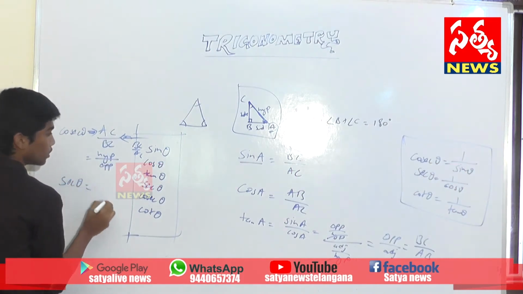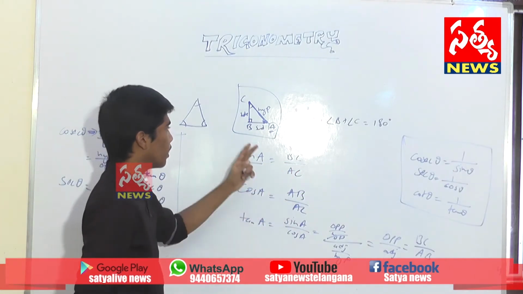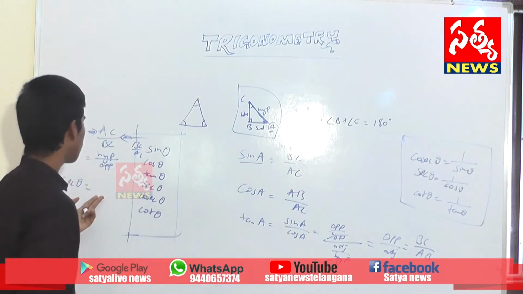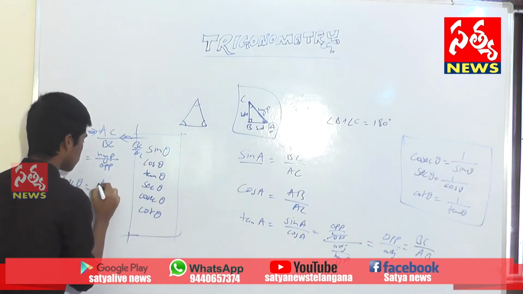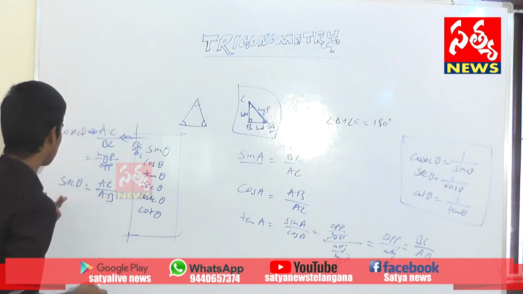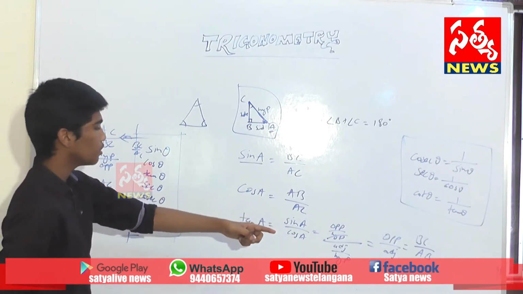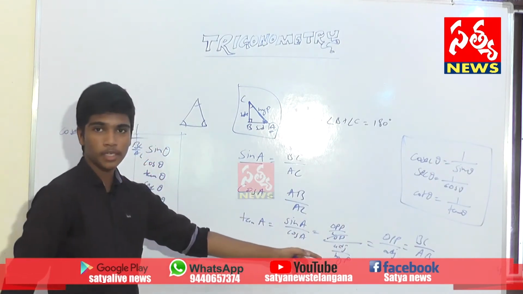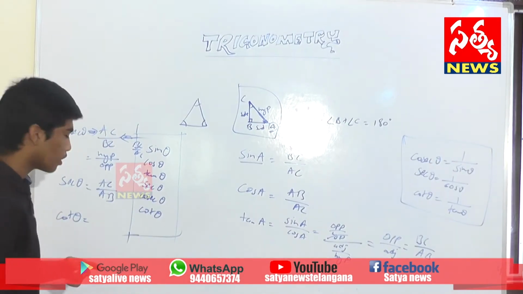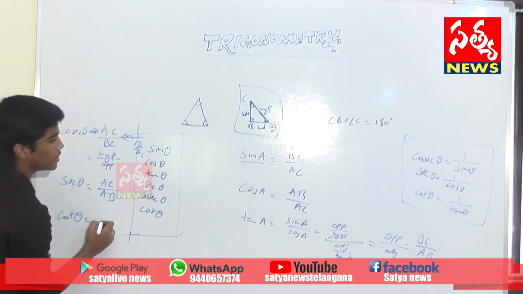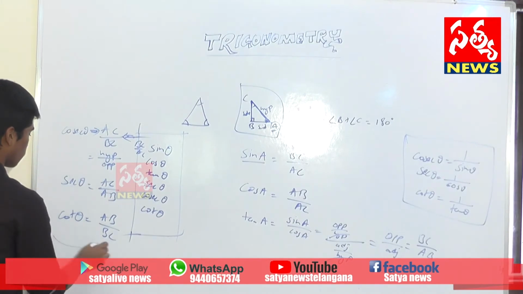Similarly, secant theta is 1 by cos theta. What is cos theta? Adjacent by hypotenuse. So here we get hypotenuse by adjacent, and from this triangle we get AC by AB as our secant theta. Then cot theta is 1 by tan theta. Tan theta is opposite by adjacent. Cot theta is adjacent by opposite. Simply reverse, okay? Adjacent by opposite means AB by BC. This is our cot theta.